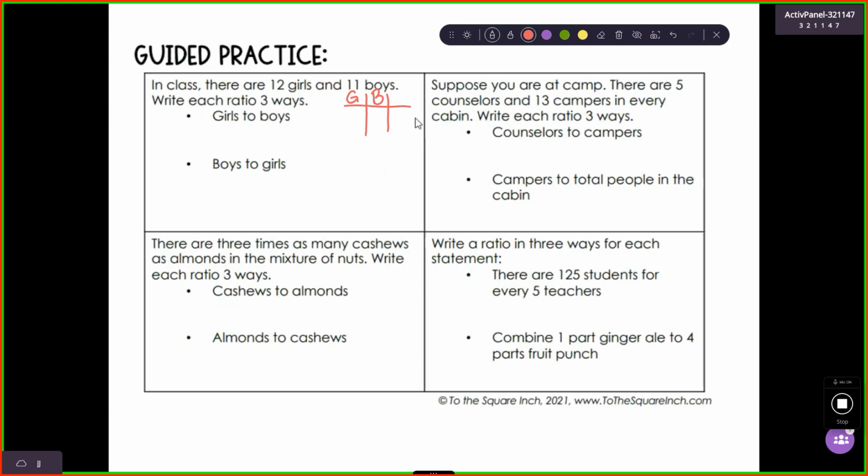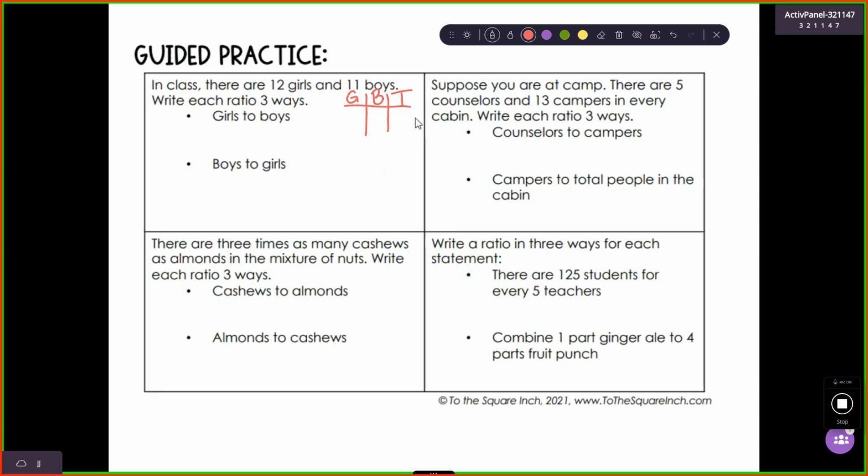The reason why I gave it 3 parts is we have girls, we have boys, and then we have a total amount. So I'm going to put the letter T. So I have girls, I have boys, and the total amount. And this is something you're going to do every single time to make sure you understand part, part, and whole. Part, part, and total. Okay?